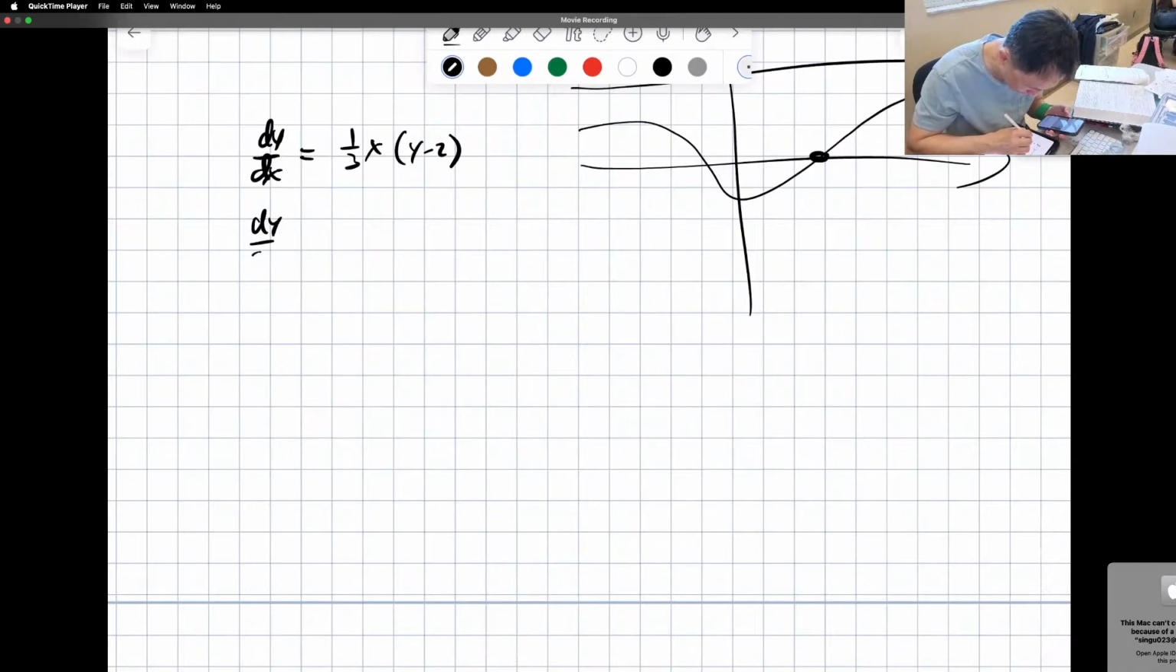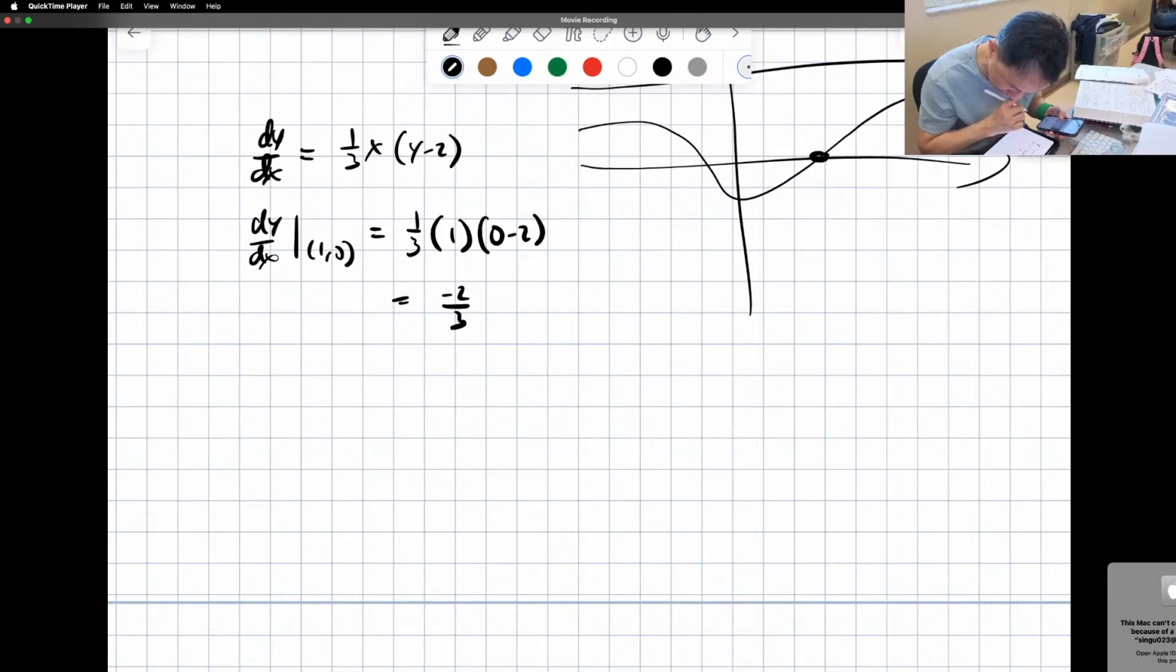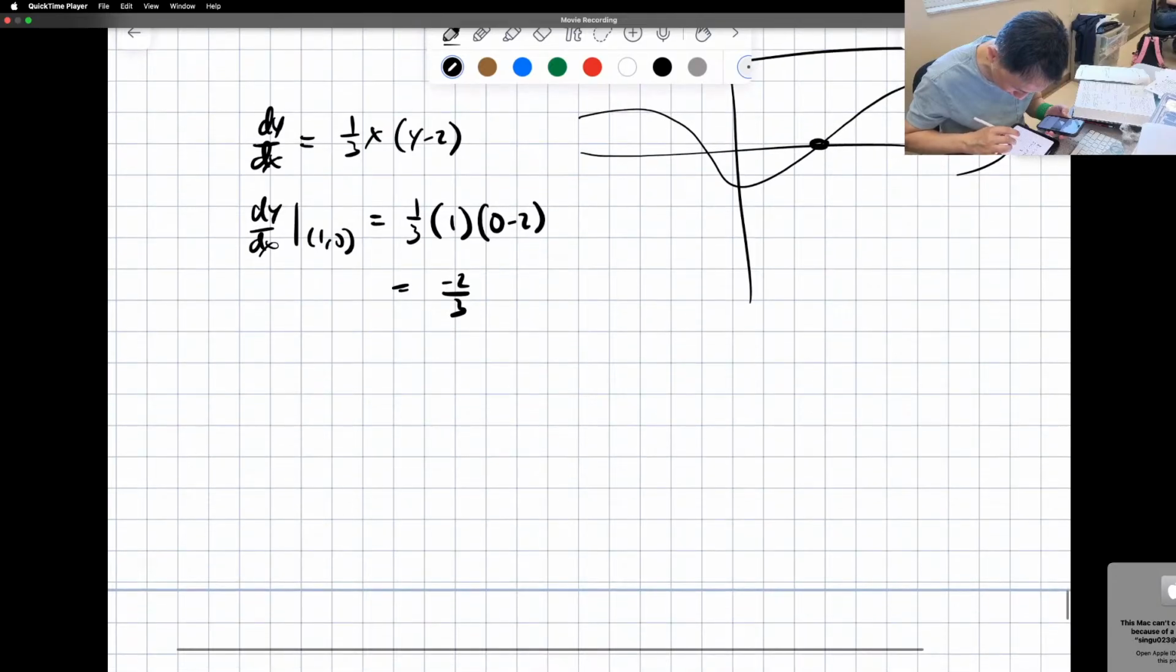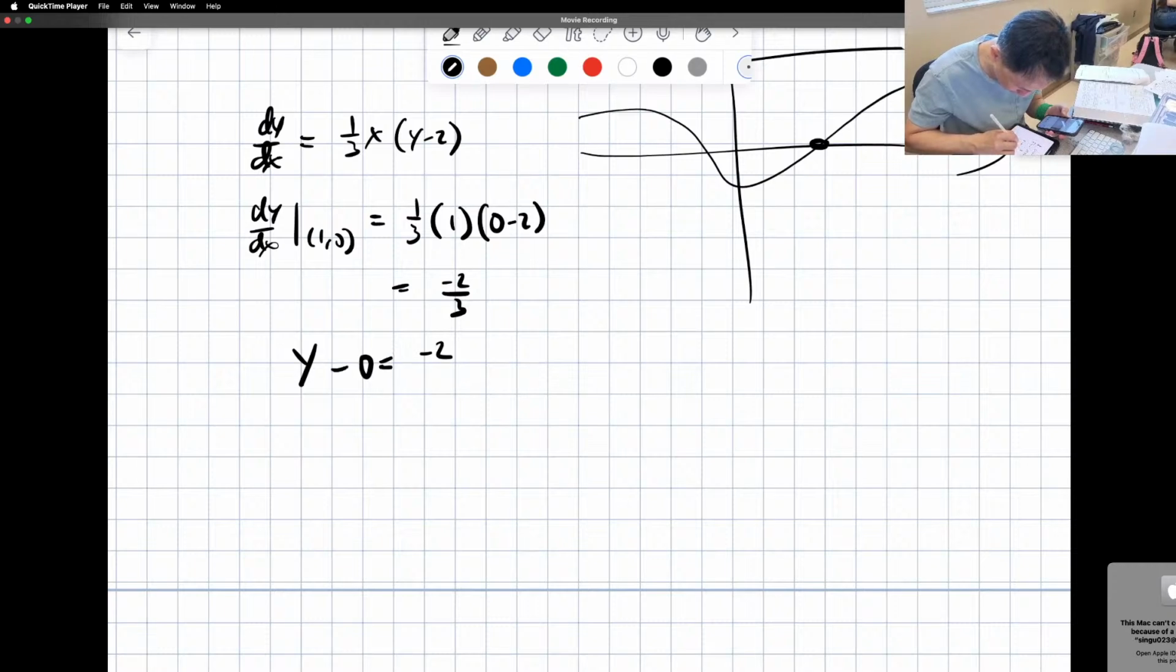F1 equal to 0, so dy/dx at (1, 0) is equal to 1/3 times 1 times 0 minus 2. I think this is negative 2/3. So that's going to be y minus 0 equal to negative 2/3 times x minus 1. Oh wait, it's y minus 2 squared. That's equal to 4 over 3, right? 4 over 3, thank you so much.